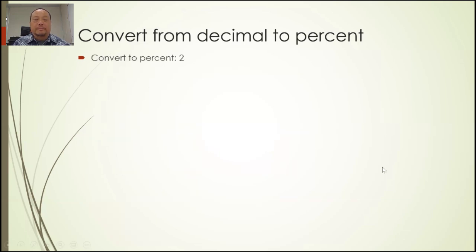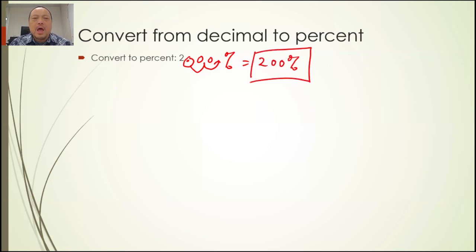Now let's do this one. Convert to percent. 2, just the number 2. Okay, it's a whole number, but there's an invisible decimal point here. Move it 2 places to the right. Fill in the blanks with 0, put the percent symbol in. The answer is 200%.